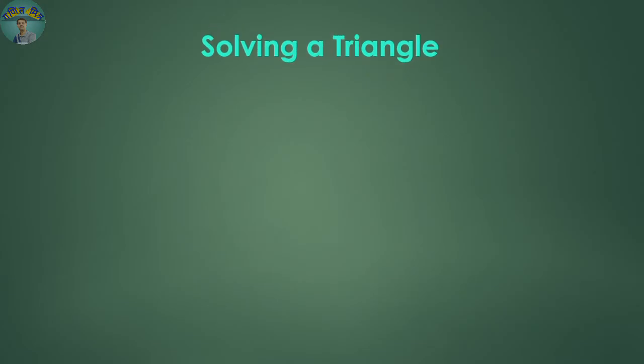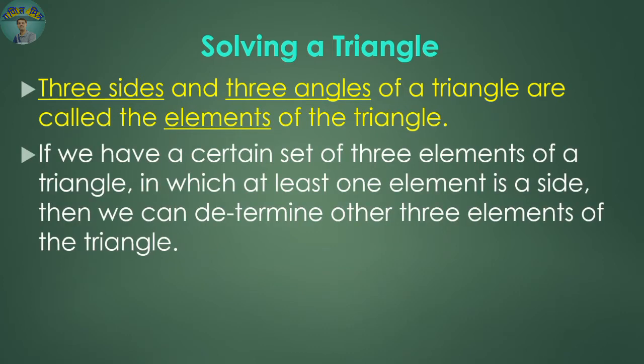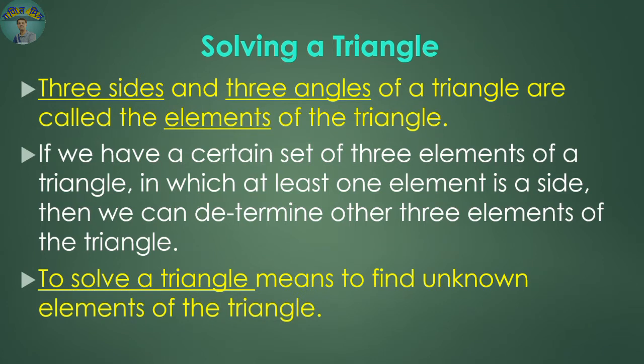What is actually solving a triangle? So we all know that a triangle has 3 sides and 3 angles. We call them elements of the triangle. If any 3 elements are known, in which at least one of the elements must be a side, then we can determine the other remaining 3 elements of that triangle. So solving a triangle means to find unknown elements of a triangle with the help of known elements of the triangle.